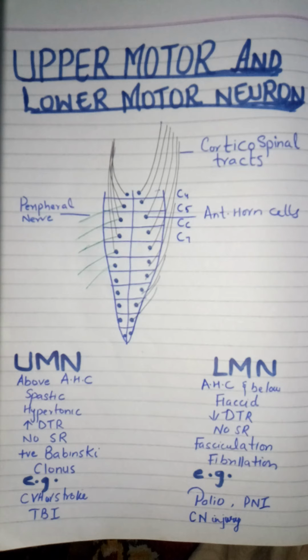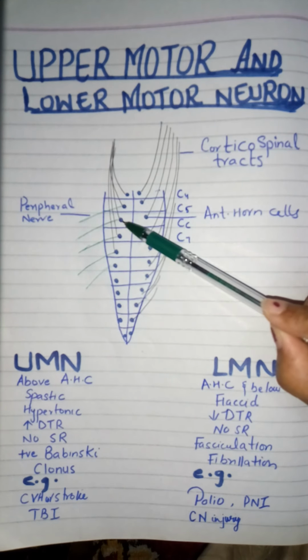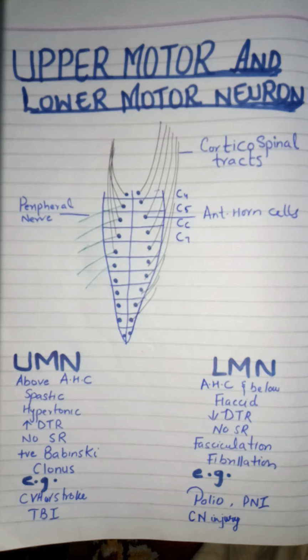And now the lower motor neuron. Any injury or trauma that affects the anterior horn cells and the structures lying below them, the peripheral nerves in most cases, will be lower motor neuron disorder. One thing you need to keep in mind is that anterior horn cells are included in lower motor neuron disorder, and upper motor neuron disorder only includes injury above the anterior horn cells.